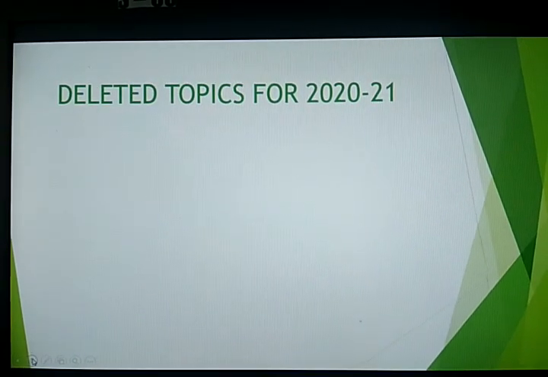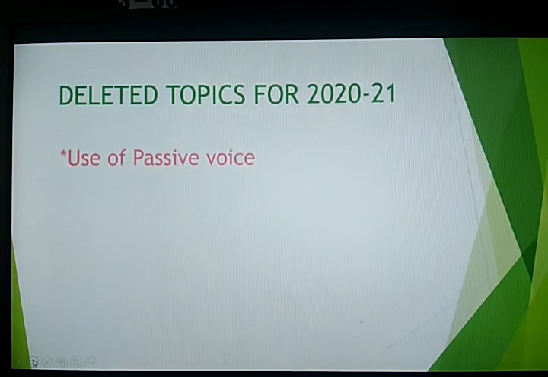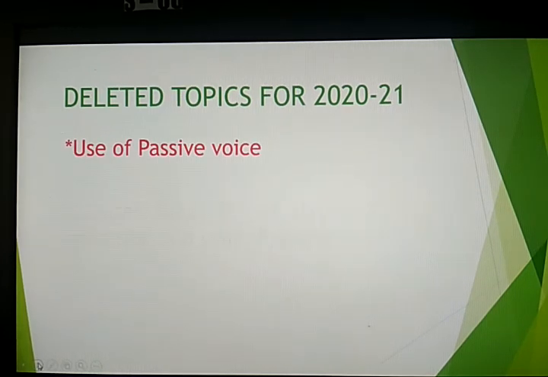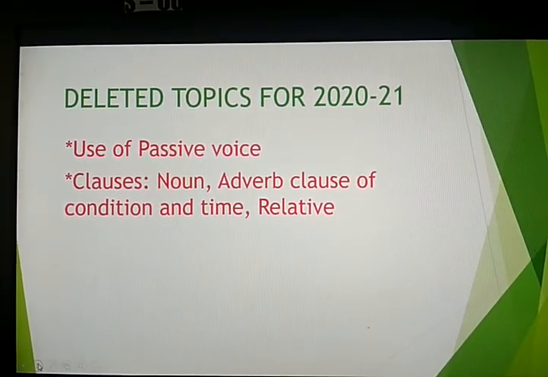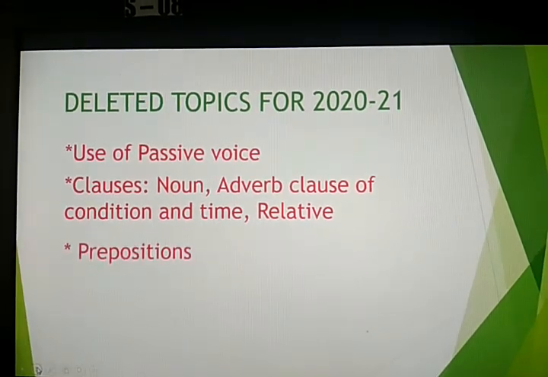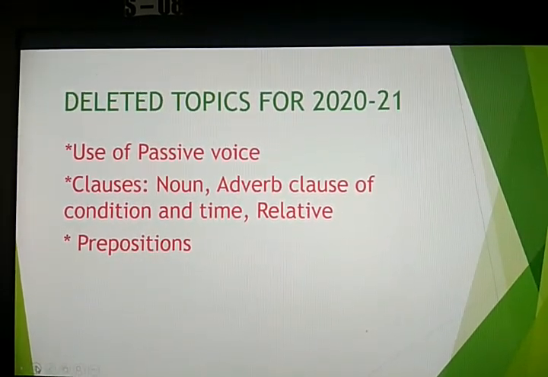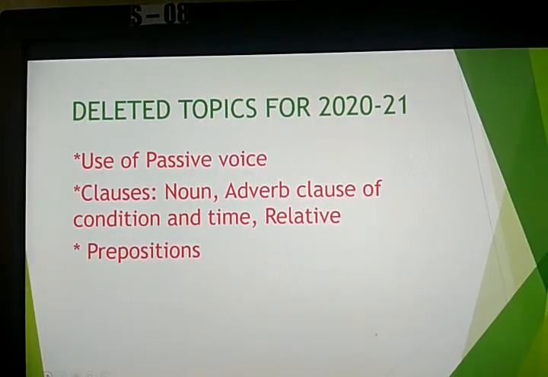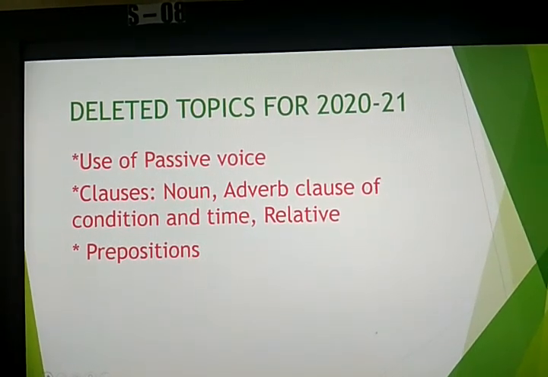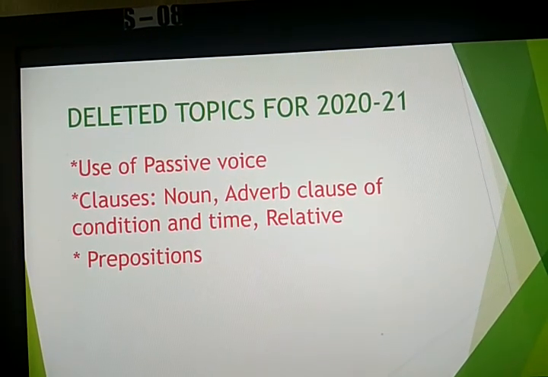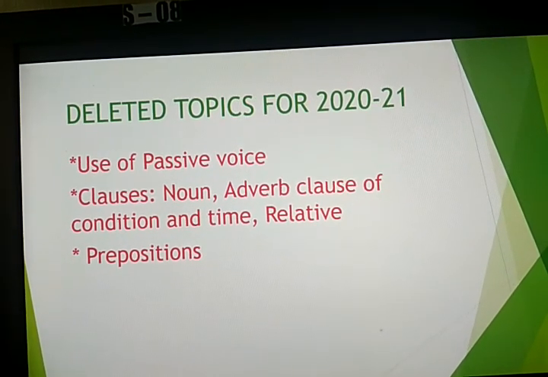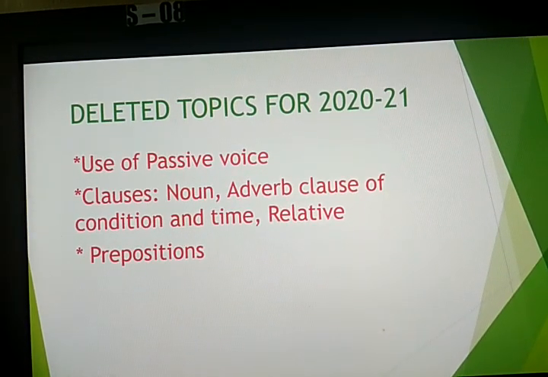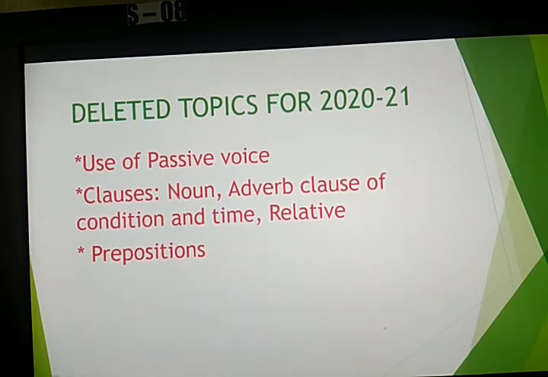Now there are some topics which are already deleted, which means from these topics, the questions won't be asked in your exam. So use of passive voice, clauses, noun clause, adverb clause of condition and time, relative clause, and prepositions. Earlier we had these topics in the syllabus, but recently the CBSE has deleted them because of the pandemic. Even in the prose section, poetry section, and grammar section, some topics are deleted. So these are the topics in the grammar section which you need not prepare for your exam.